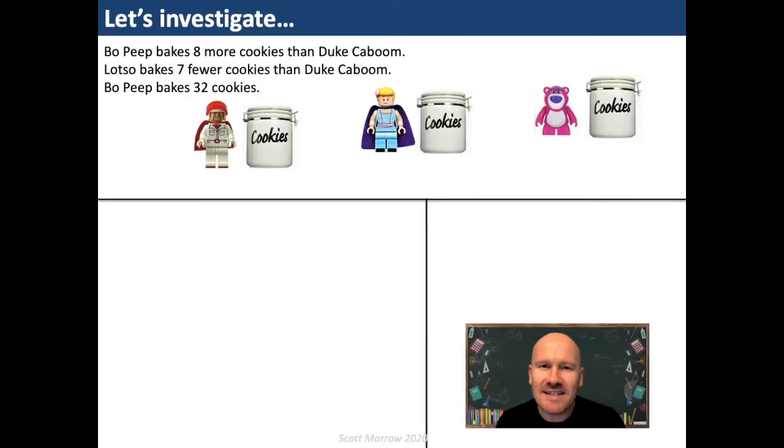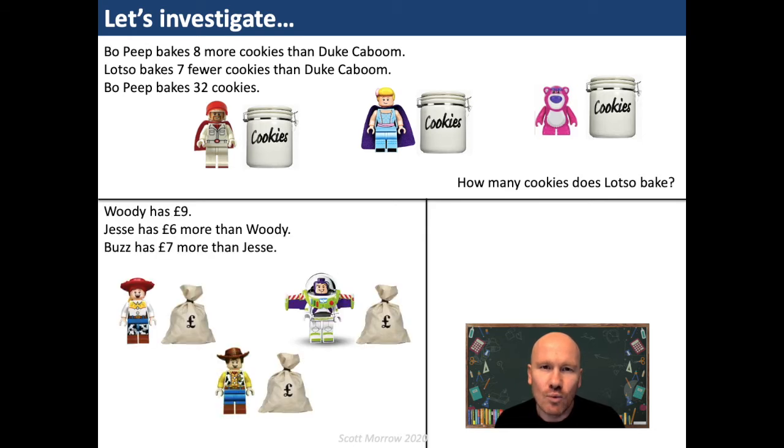It's time to get investigating with a partner. I've got 2 problems I'd like you to have a go at together. Bo Peep bakes 8 more cookies than Duke Kaboom. Lotso bakes 7 fewer cookies than Duke Kaboom. Bo Peep bakes 32 cookies. How many cookies does Lotso bake? And question 2. Woody has £9. Jessie has £6 more than Woody. Buzz has £7 more than Jessie. How much money do they have altogether?